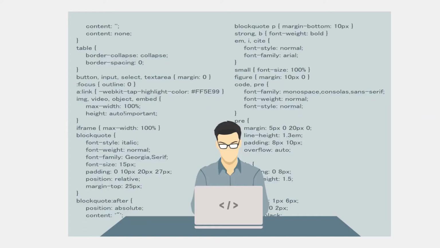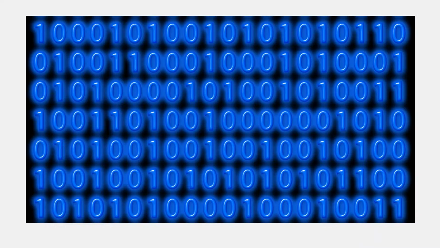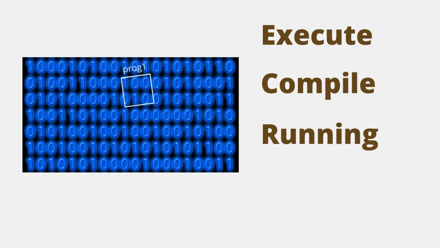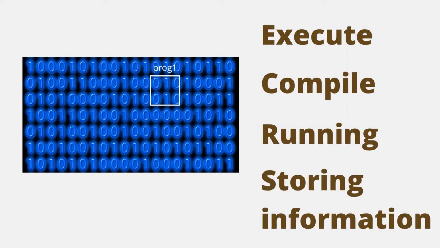Right. Okay. So imagine you are writing a program. Inside the computer memory, there is a dedicated space allocated for your program. For that program to run, execute, and compile, there is a dedicated allocated space inside the computer memory, which this program will use. The program will use this memory for executing, compiling, and running the program, and for storing some information like variables.